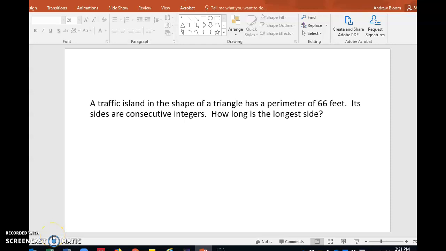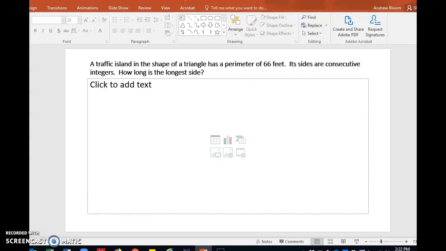This problem's a little bit different. We have a traffic island in the shape of a triangle with a perimeter of 66 feet. We're told that the sides are consecutive integers and then asked how long the longest side is. So our answer is going to look a little bit different. And this time we're not told how many integers. We have to kind of figure that out on our own.